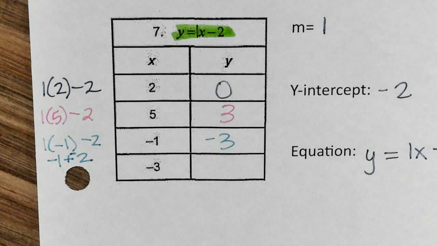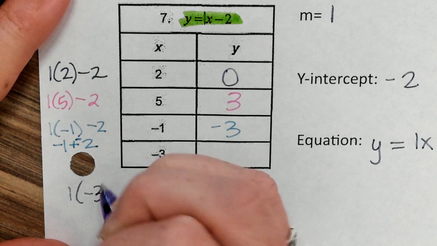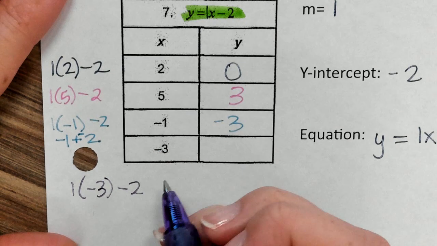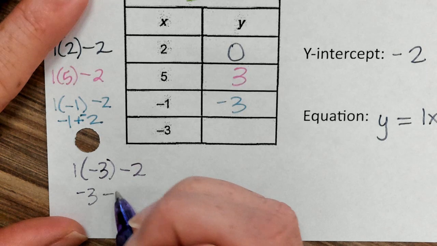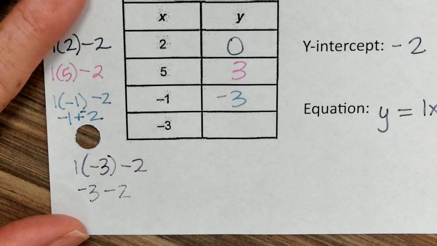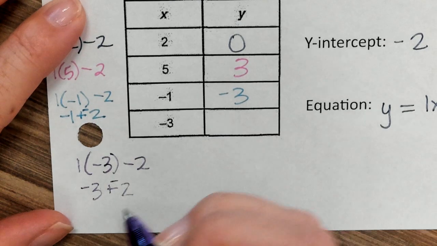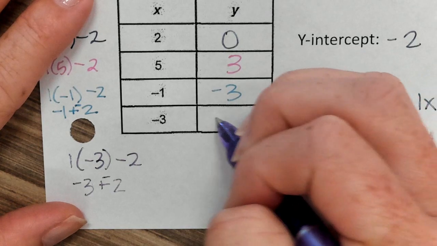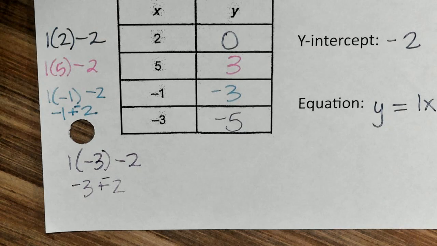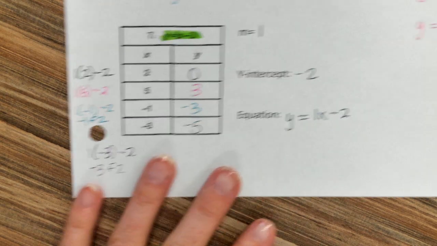All right, last one. What am I plugging in for x this time? So I'm doing 1 times negative 3 minus 2. What is 1 times negative 3? And negative 3 minus 2, I need to keep, change. I'm adding two signs that are alike, negative 5. Are there any questions on how to fill out a table when you have the equation?